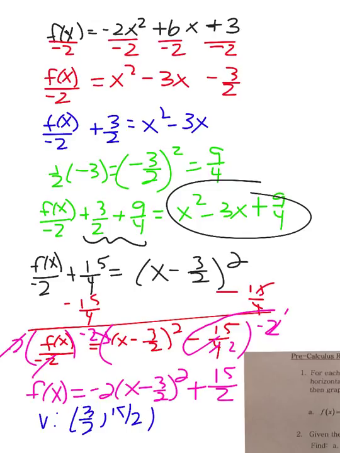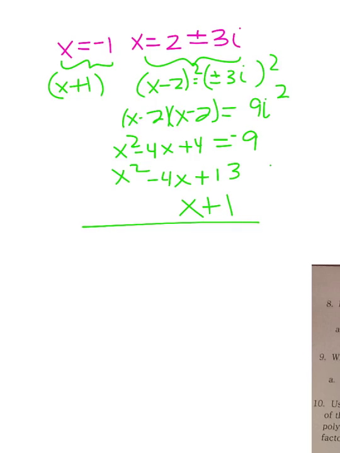Okay, so let's take a look at number 8. Number 8 is to find the domain. So 8a is f of x is equal to the square root of 7 minus x.